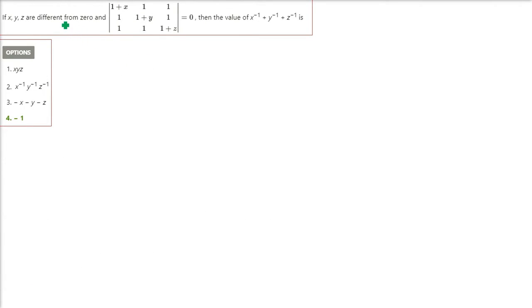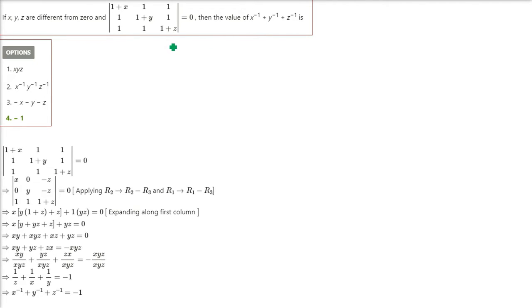If x, y, z are different from 0 and this determinant equals 0, then what is the value of x inverse plus y inverse plus z inverse? So what will be the answer here? The answer is the fourth option. How will it come? How have we actually achieved this?